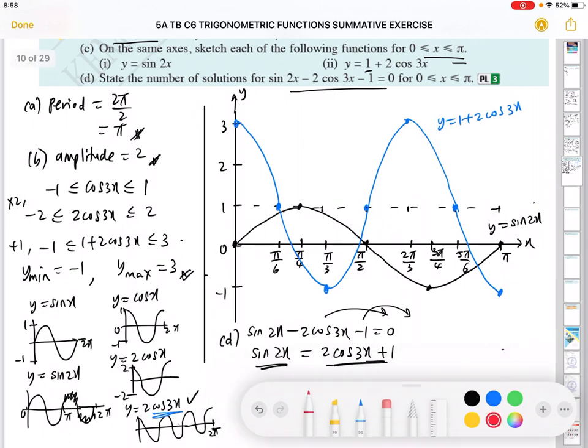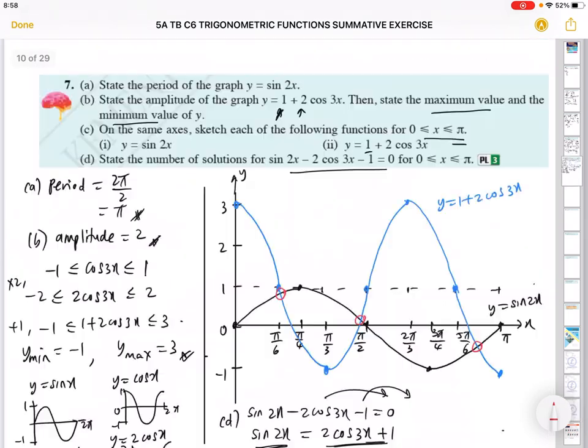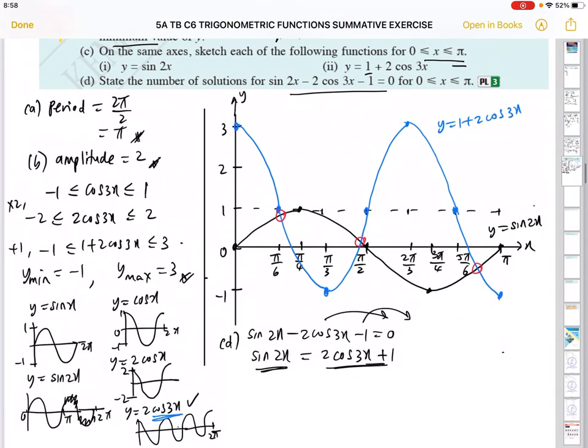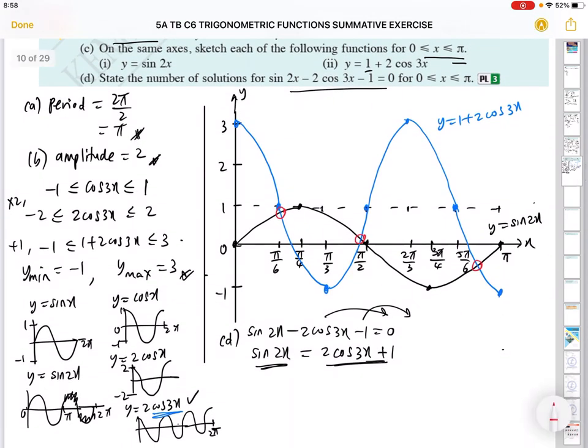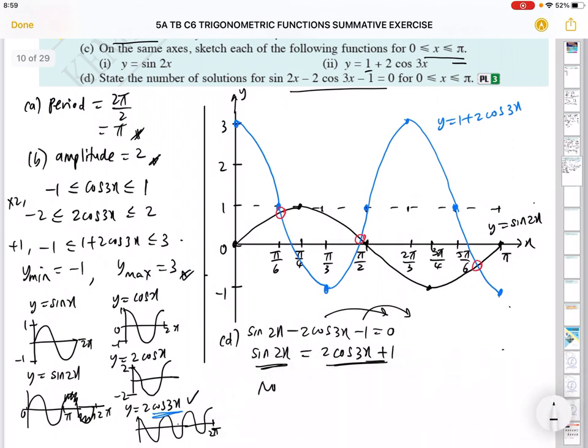Oops, sorry, where were we? Now, if this is your point of intersection, there are 3 of them. So my number of solutions, we're supposed to state the number of solutions, will be just 3. Okay. All right, that is for number 7.